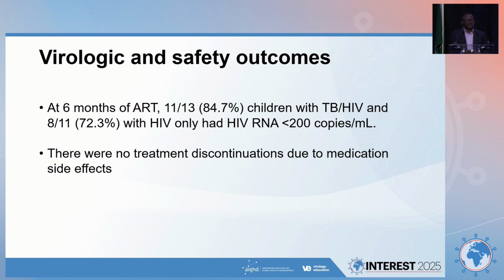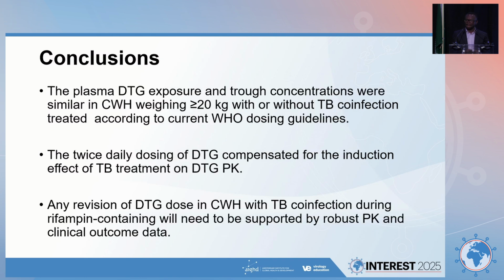So at 6 months of treatment on dolutegravir, 84.7% in the co-infected group compared to 72.3% in those with just HIV had a viral load less than 200 copies per ml. And there were no treatment discontinuations due to medication side effects.